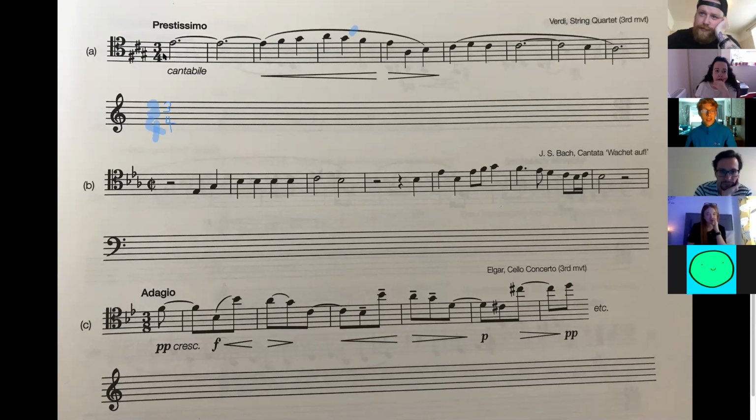So we'd have our 3, 4, and then any markings, so we'd have prestissimo, which is very fast, we put that on the top, and then we'd have cantabile, which is kind of walking, we put that on the bottom. And then what we're looking for is where that first note goes.